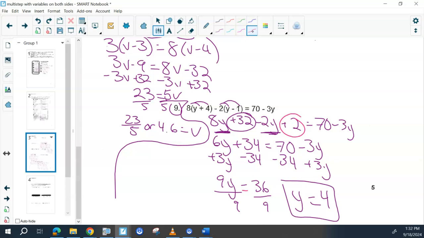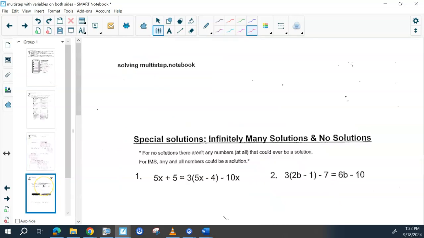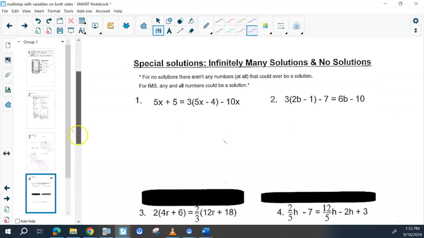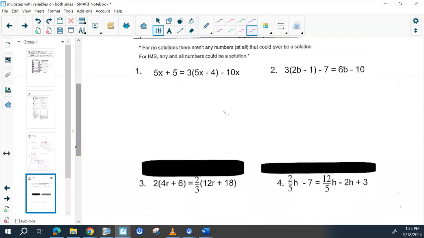Okay. On to the next page. So there are two special cases that you need to know about when solving with variables on both sides. They are stated at the top. Infinitely many and no solutions. They will look like any other problem until you start to solve it. So let's do that.